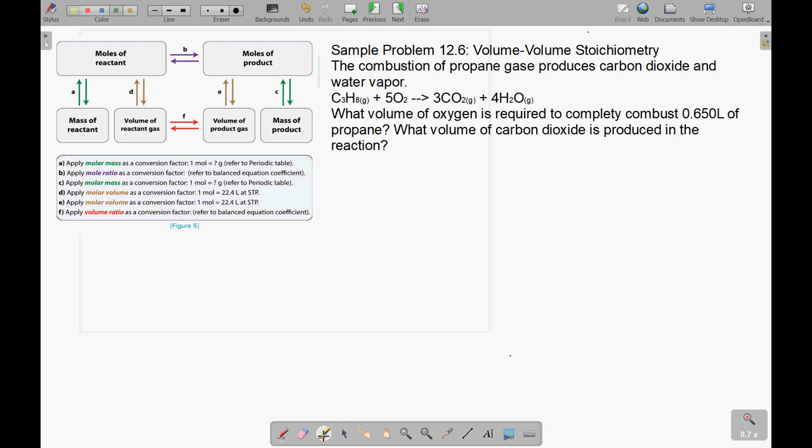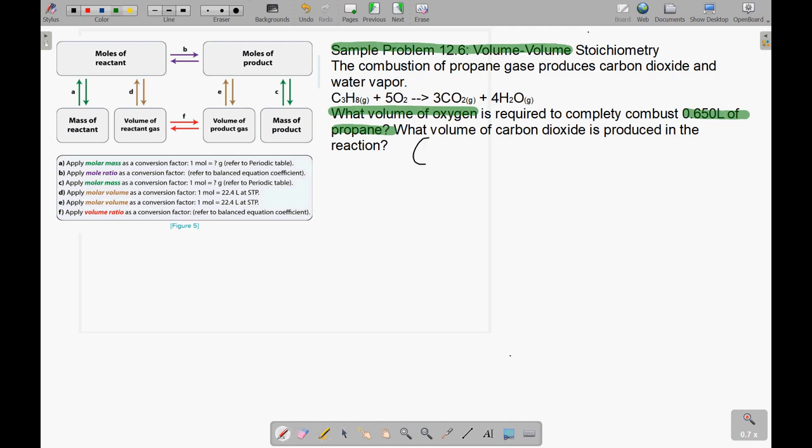Alright, so we have sample problem 12.6. This is a volume to volume ratio. So there's a couple ways we can do this, and I'll show you both. We have the combustion of propane, and they're giving us 0.650 liters of propane, and they're first asking us what volume of oxygen we would need.